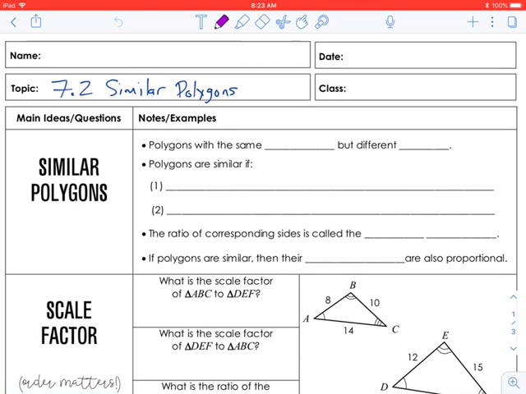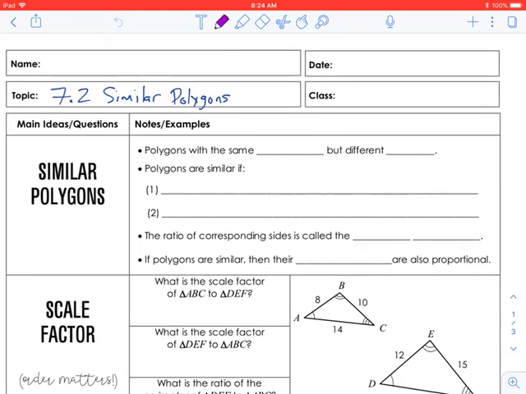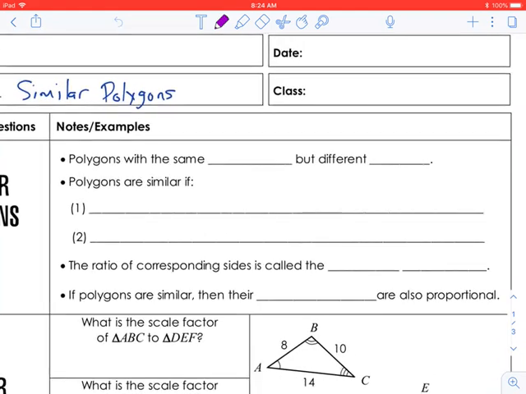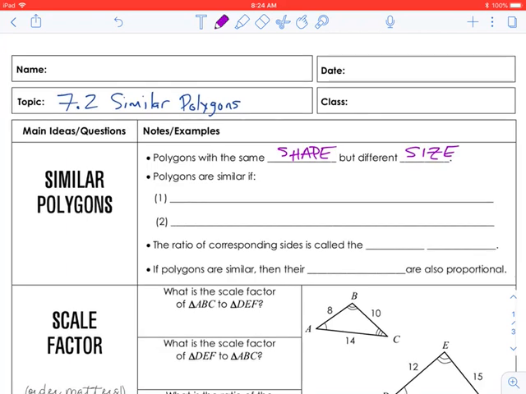So today we're talking about similar polygons. This whole chapter is basically about similar triangles, but just to understand similar triangles, you got to understand what makes them similar. Okay, so polygons with the same shape but different size are similar. Congruent triangles and congruent polygons means everything's the same, but same shape and different size is similar.